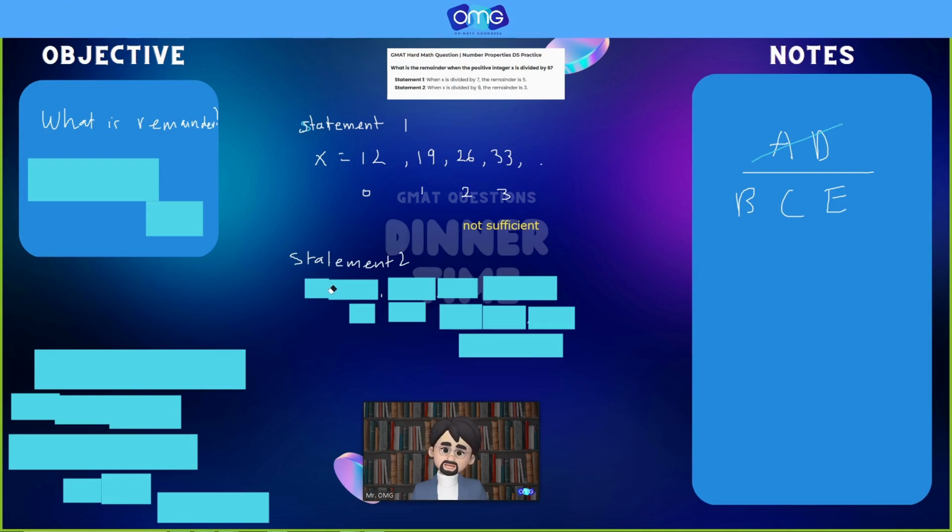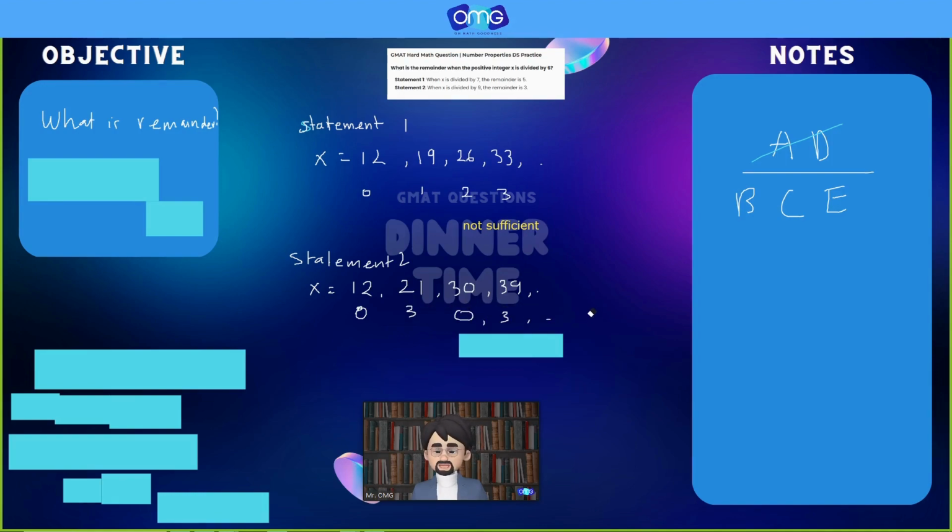Statement 2 says when x is divided by 9, the remainder is 3. So the value of x will be 12, it could be 21, 30, and so on. And when divided by 6, the remainder will be 0, 3, 0, 3, and so on. This gives two answers, 0 and 3, so it's not sufficient because it doesn't give one answer. So we can say that B is wrong.